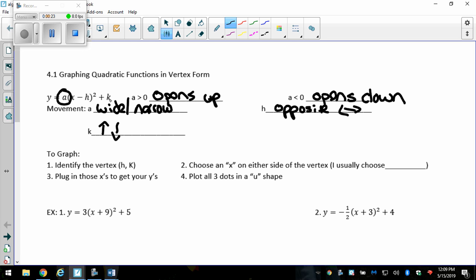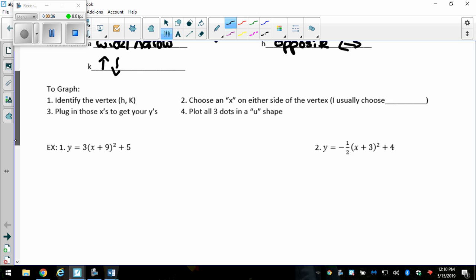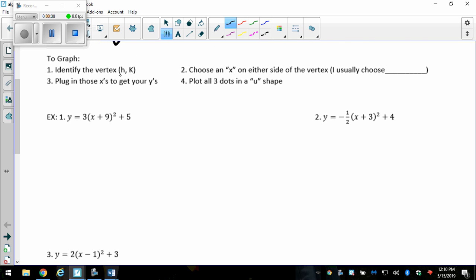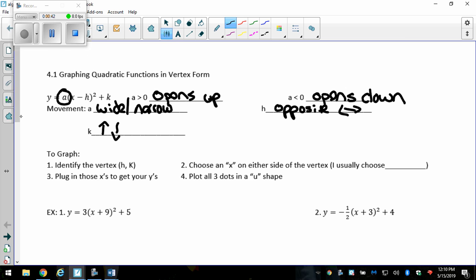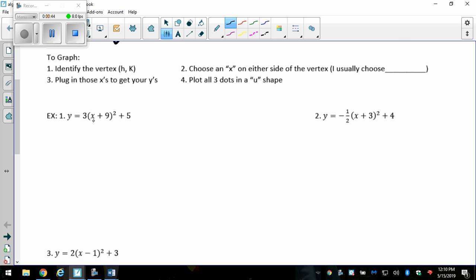Your H and K is what we call the vertex. H is opposite, moving left and right, and K will be moving you up and down. Depending on A, your graph is going to be narrow or more wide. On these steps down here, the first thing we're going to do is identify your vertex. Remember, H is opposite. If you look at the equation up here, it says x minus h, so when we write it down, we say the opposite. For number one, we label our vertex as -9, 5.